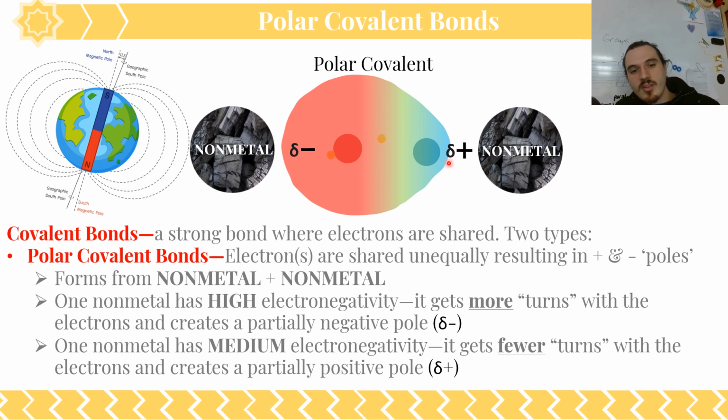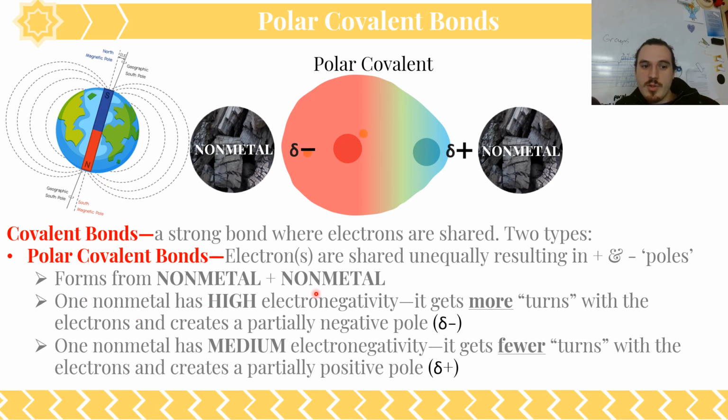I've color-coded it so the positive end is slightly blue and the negative end is slightly red because there is an unequal sharing. One atom gets more time with the electrons than the other, and you can sort of see it like the electrons tend to be more around this nonmetal over this nonmetal atom. So again, this is a strong bond where electrons are shared. In this case, the polar covalent bond, the electrons are shared unequally, resulting in positive and negative poles, kind of like the Earth has a north and south pole.